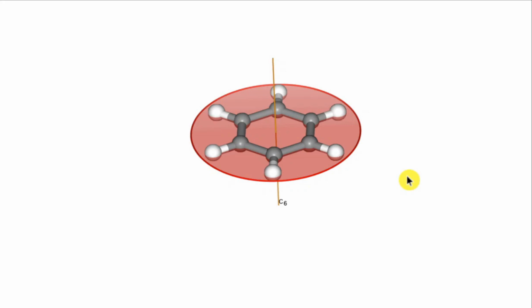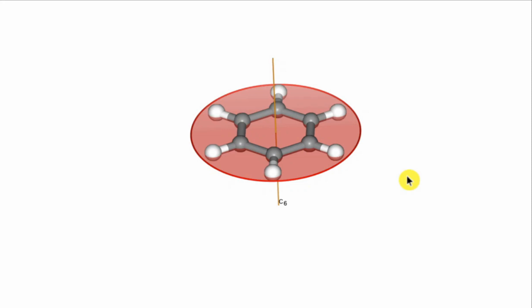Okay, now this reflection plane, the plane perpendicular to the principal axis, is usually represented by the letter sigma h, with h in the subscript. So horizontal planes are usually represented by sigma h. Now for benzene there is only one horizontal plane, and that horizontal plane is shown here.